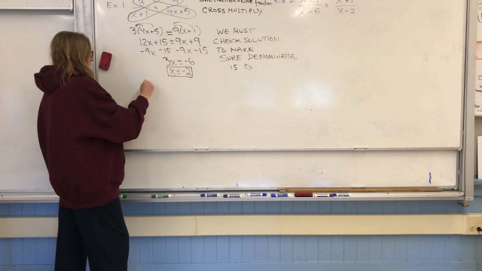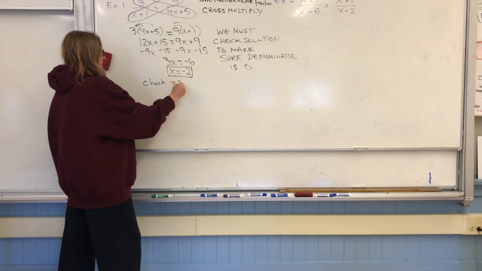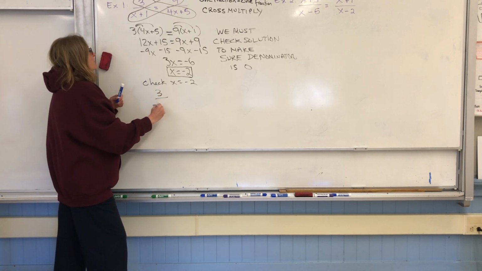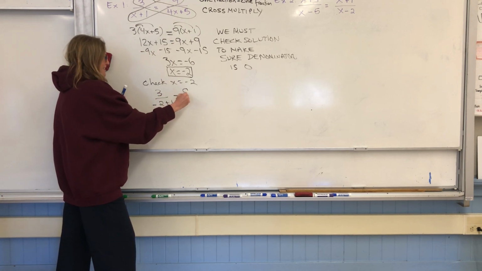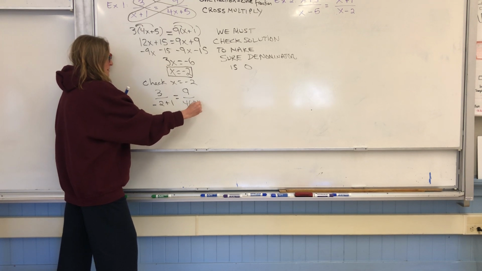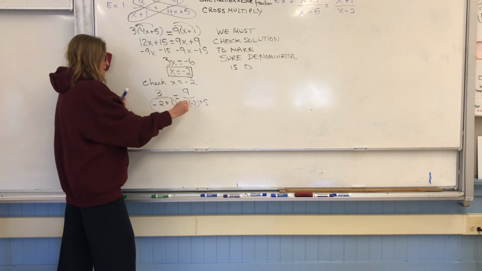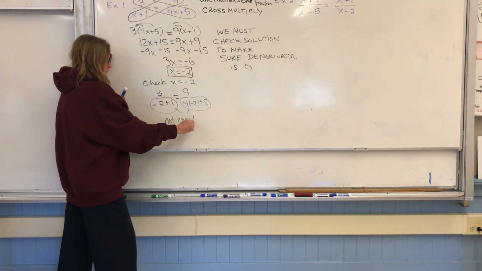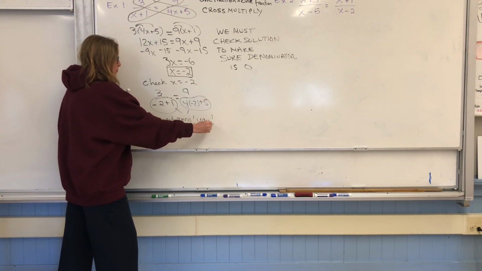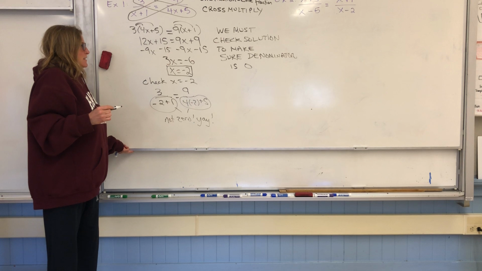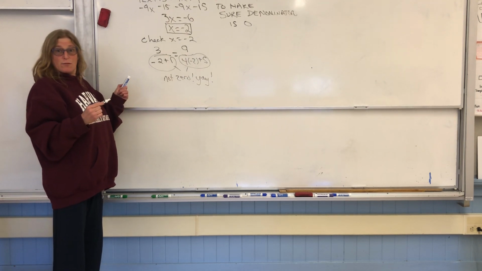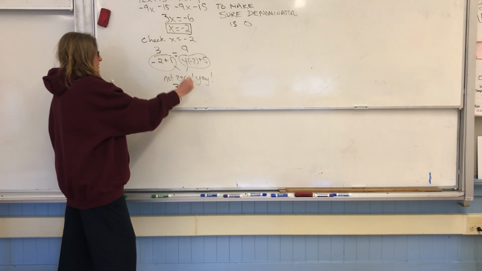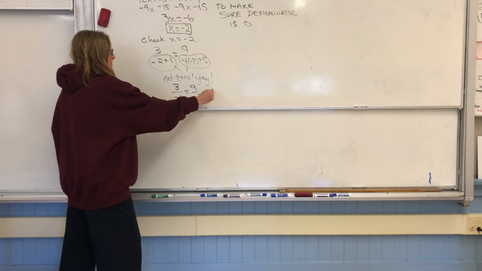So to check x equals negative 2, my main purpose is to make sure the denominator isn't 0. So I'm going to plug negative 2 back in here. So the first thing is, yay, it's not 0. Neither of those are 0. Now, if I want to be super thorough, I could go further and say, let's see if I actually got the right answer. So this is 3 over negative 1, and this is 9 over negative 3. So yeah, look at that, I got it right.